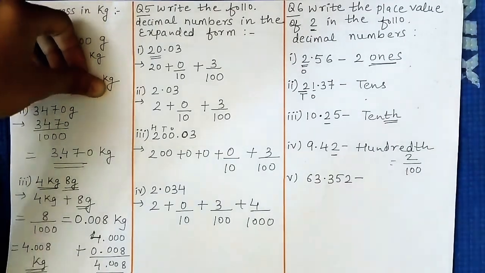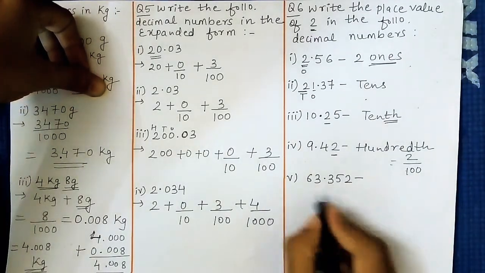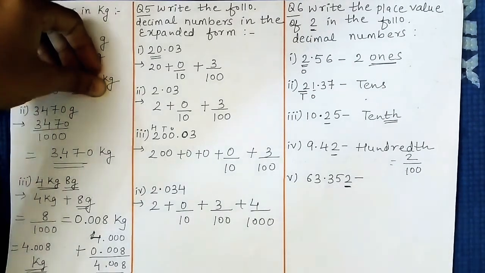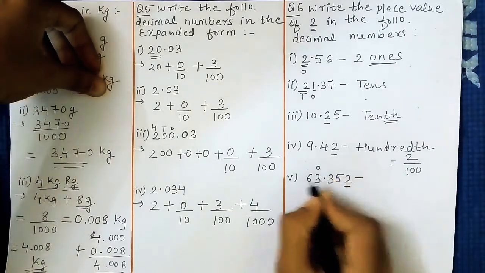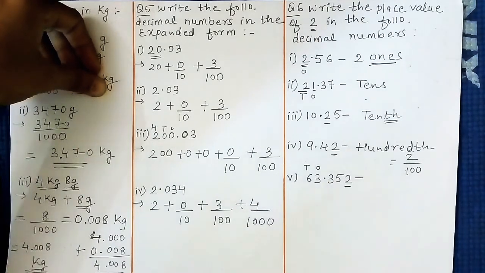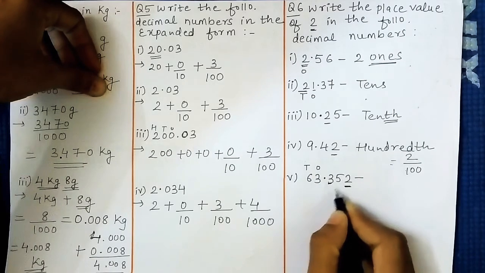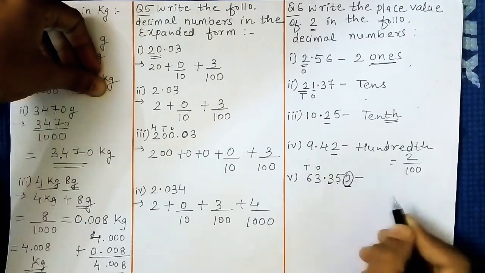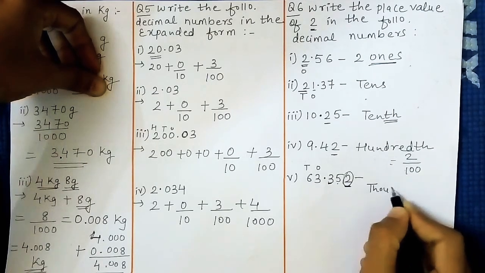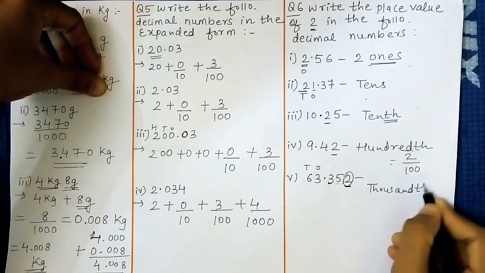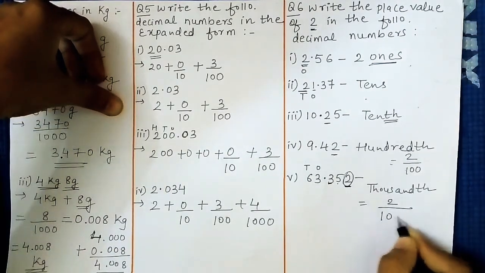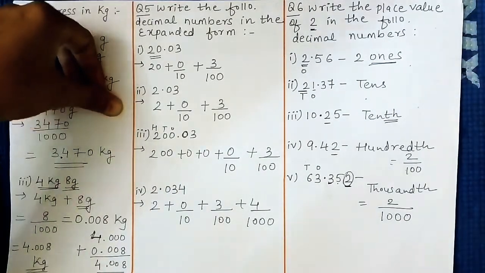Both are correct. Okay, now coming to the fifth one, 63.352. Here 2 is given last. So this is ones place, this is tens place, and after the decimal point, this is 10th place, this is 100th place, and this is 1000th place. So here 2 is on 1000th place. Or you can also write 2 upon 1000. So both are correct.